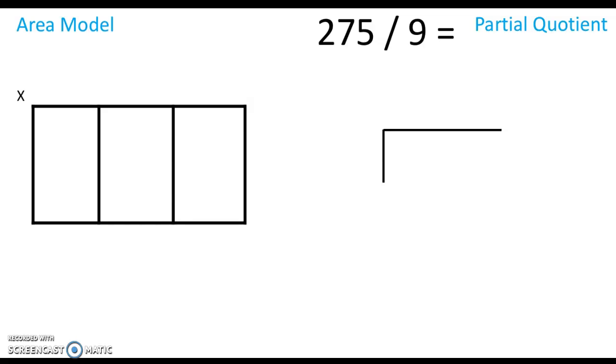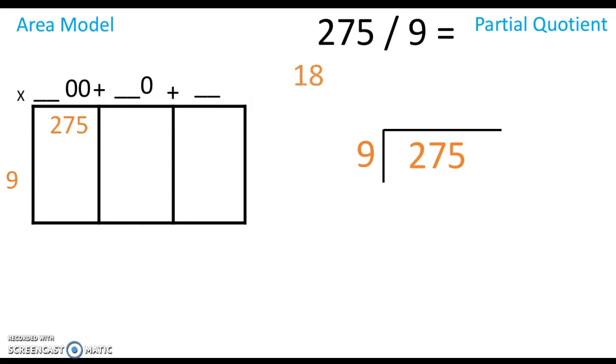Let's try one last one together. We have 275 divided by 9. Set up whichever strategy you prefer. If you do area model, set up your place values. Put your 9 on the side, your 275 on the inside.